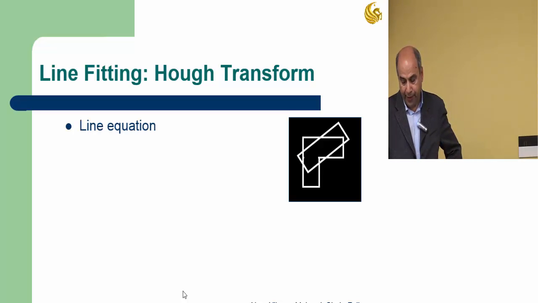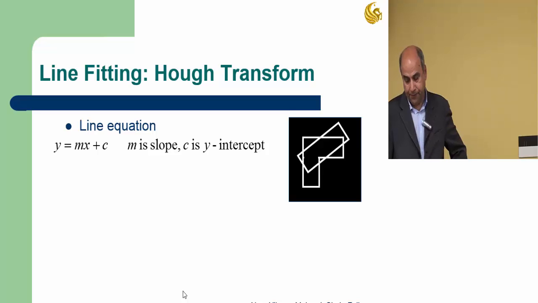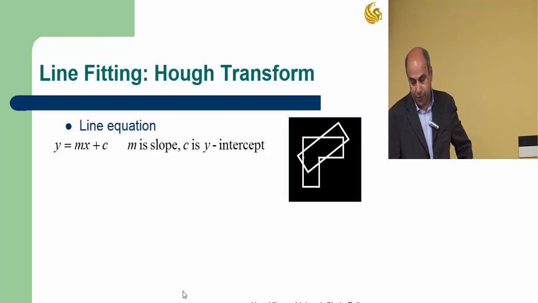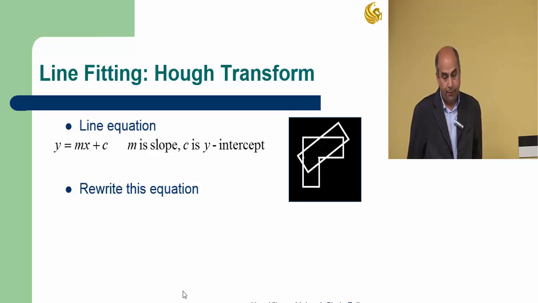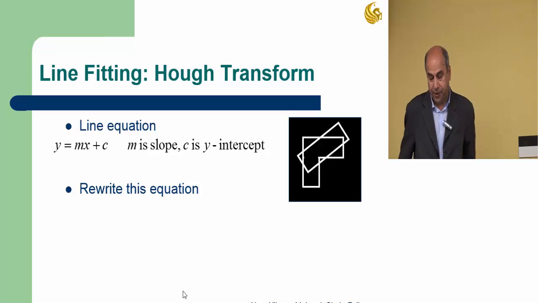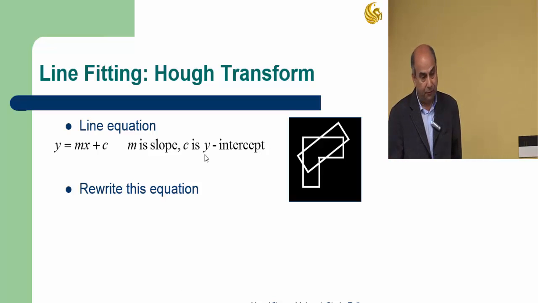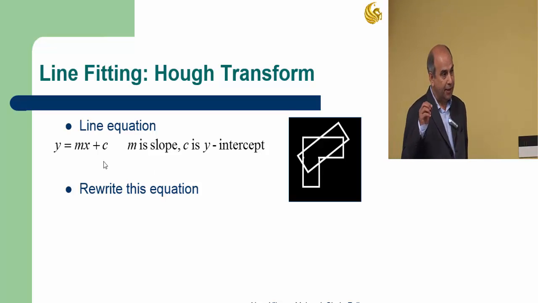Okay, so we have an equation of a line like this, and what we are going to do is rewrite this equation in the M and C space. This is the equation of a line in X and Y space. So M and C are slope and intercept, and X and Y are variables. We have points in X, Y space.